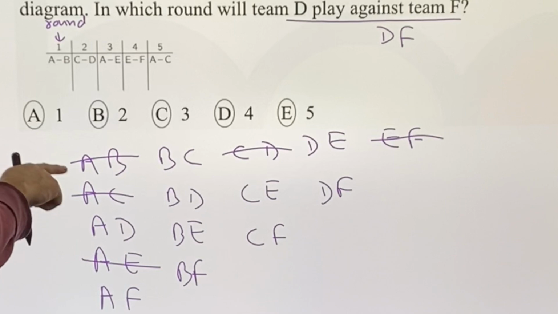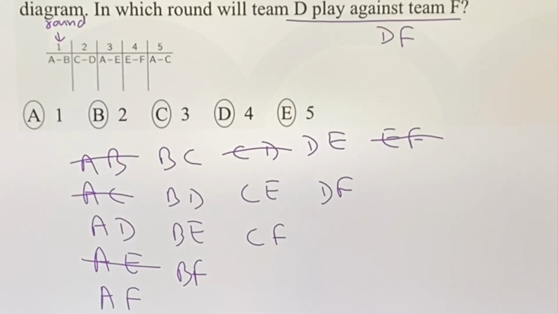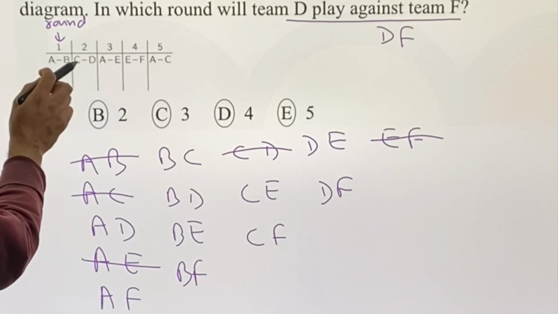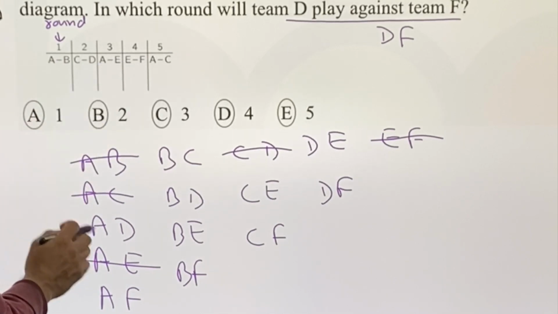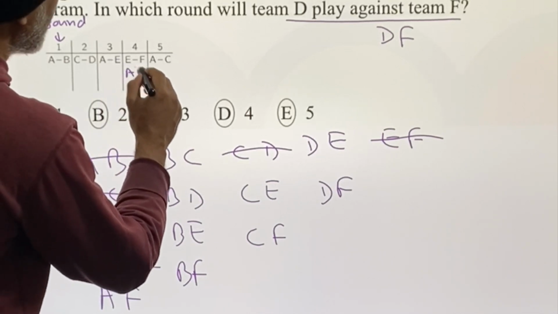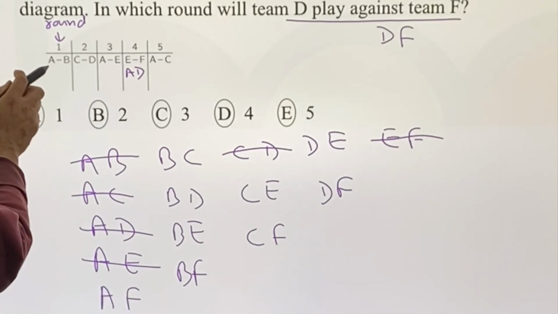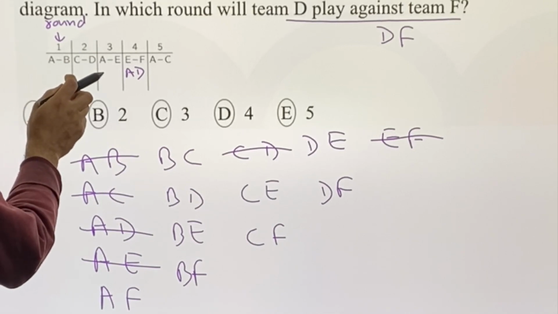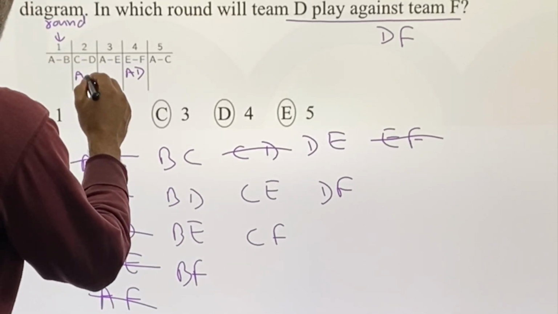Now let's try to find a pair and see where it can go. Let's say AD. Okay, can AD go here? No, A is already playing, D is already playing, A is already playing, A is already playing here. So this is the only possible place AD can play. Okay, so AD is already placed. How about AF? A is already playing here. AF seems like possible here. A is already playing here, A is already playing here. So AF must play here.